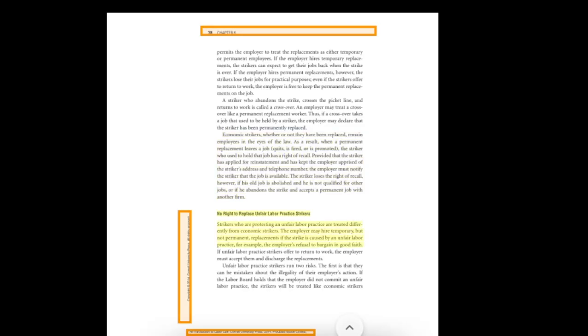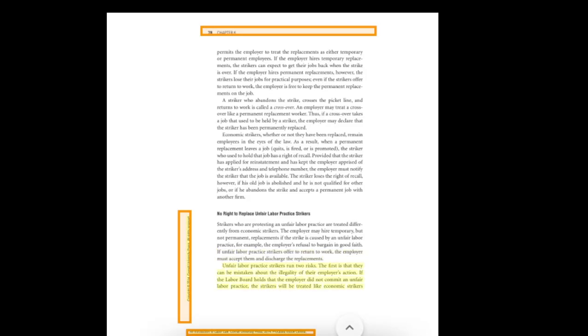No right to replace unfair labor practice strikers. Strikers who are protesting an unfair labor practice are treated differently from economic strikers. The employer may hire temporary, but not permanent, replacements if the strike is caused by an unfair labor practice, for example, the employer's refusal to bargain in good faith. If unfair labor practice strikers offer to return to work, the employer must accept them and discharge the replacements.